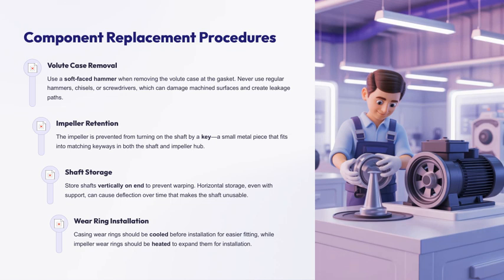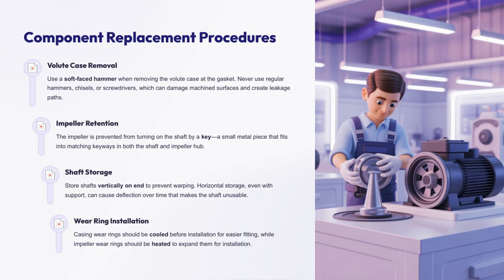First up is the removal of the volute case. It's important to use a soft-faced hammer when removing the case at the gasket. This helps prevent any damage to the machined surfaces. Never use regular hammers, chisels, or screwdrivers, as they can cause scratches or dents that might lead to leakage later on.